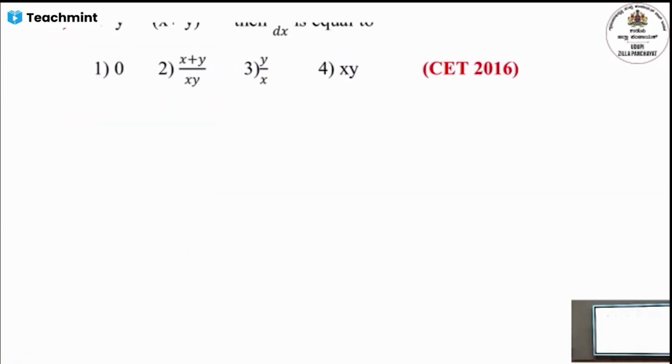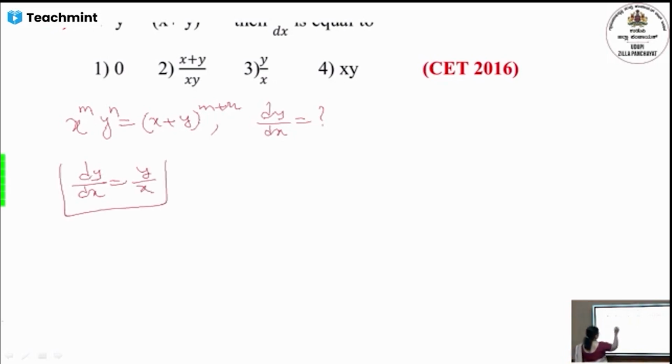Now the 27th question is not seen. I'll write it here. X power m into y power n is x plus y power m plus n. The question is, what is dy by dx? I have given it in the synopsis that I have shared. Please remember, for such an equation, dy by dx is always y by x. The same question can be asked in a different way. Say for example, x cube y power 6 is x plus y power 9. What is dy by dx? Can you see that here m is 3? N is 6.